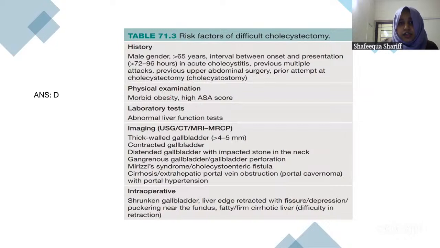The risk factors for a difficult cholecystectomy are history, physical examination, laboratory tests, imaging, and intraoperative findings. Whenever there's a shrunken gallbladder, or the liver edge is retracted with a fissure or depression, or there's a fatty, firm, and cirrhotic liver, there will be difficulty in retraction.